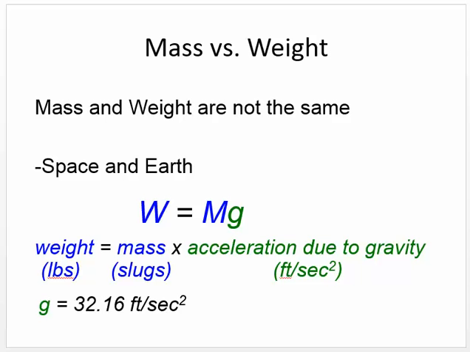A lot of times in physics, we won't use the standard system. We'll talk about things in the form of the metric system, and we would say weight, which would be in newtons, and mass, which would be in kilograms, and acceleration, which would be in meters per second squared. So there's another way we can look at weight. Weight could be in newtons.